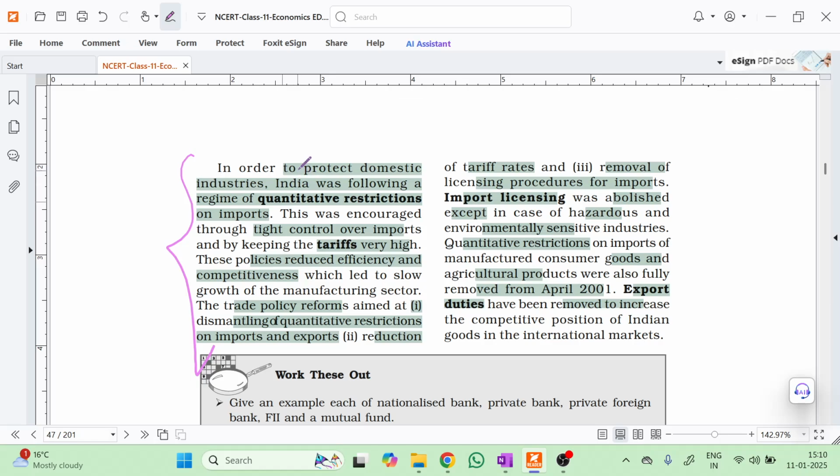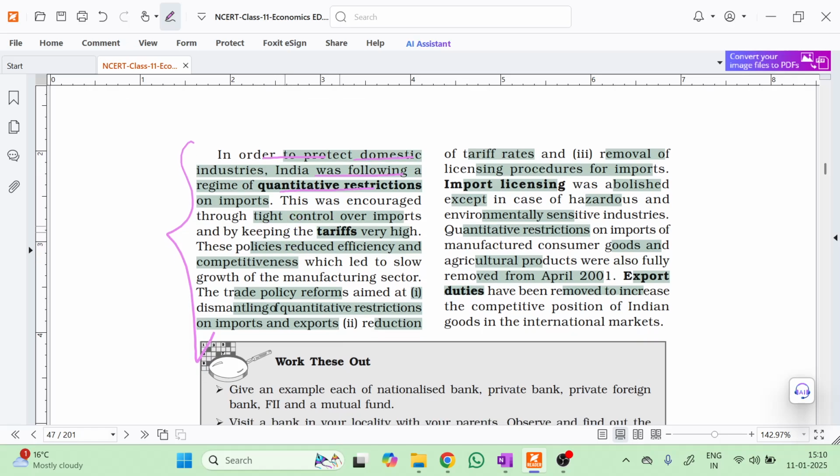And the background was that, in order to protect domestic industry, India was following a regime of quantitative restrictions. By keeping tariffs very high and keeping quotas limited, the government believed that it was encouraging and protecting domestic industry.